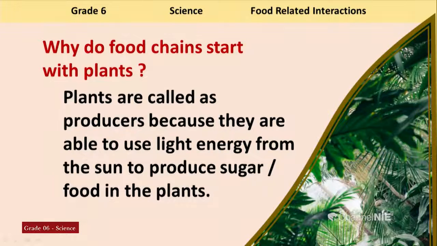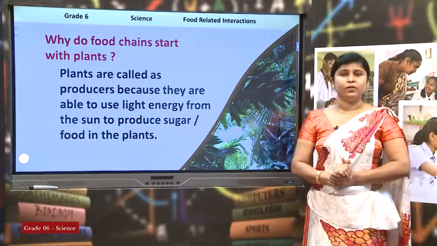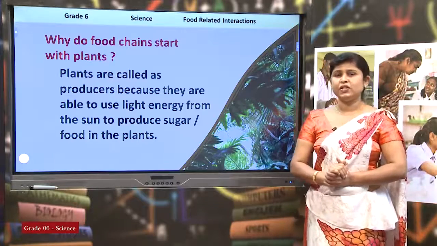Why do food chains start with green plants? Plants are called producers because they are able to use light energy from the sun to produce sugar or food in the plants. That is the answer. Shall we see the answer another time? Why do food chains start with plants? The plants are called producers because they are able to use light energy from the sun to produce sugar or food in the plants. My dear children, you know that the green plants have a special ability.